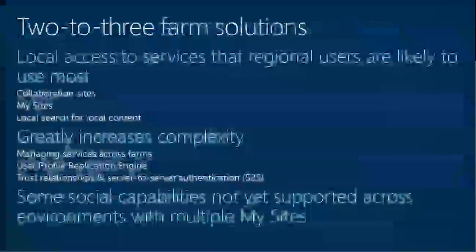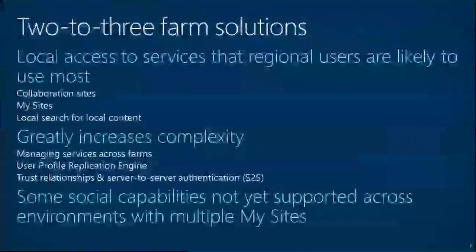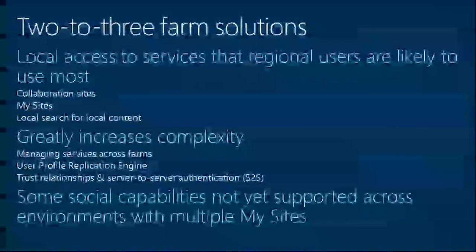So when you think about 2 to 3 farm solutions, one of the drivers is to have content close to your users, your regional users. And that's usually driven by disconnected or not reliable network links, just extremely high latency. So the use cases are not going to be very common for this scenario. But when you think about it, it's going to be content or farms that host things like collaboration sites, maybe my sites for those local users, and local search for that farm that's regional.